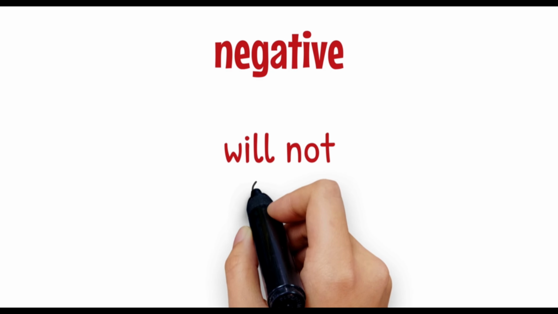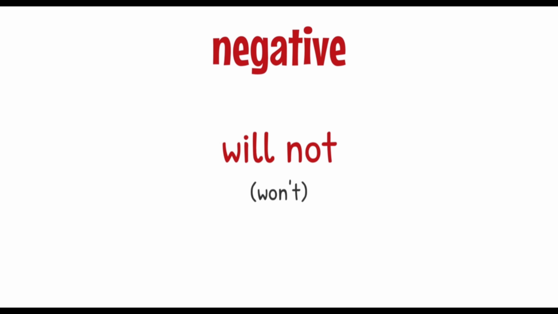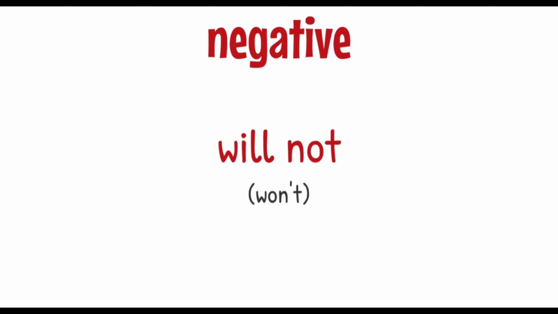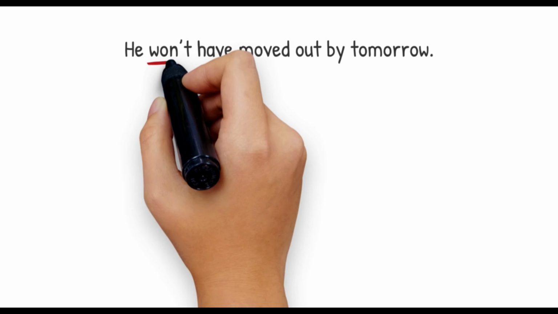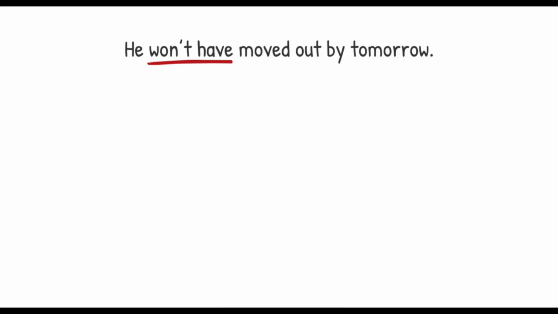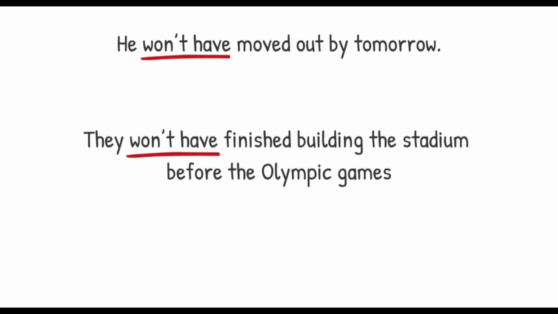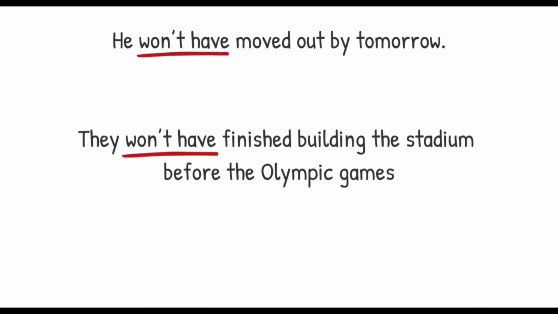And in the negative sentences, as you might have guessed, we use will not or won't, and the rest stays the same. He won't have moved out by tomorrow. He doesn't have anywhere to go. They won't have finished building the stadium before the Olympic Games.